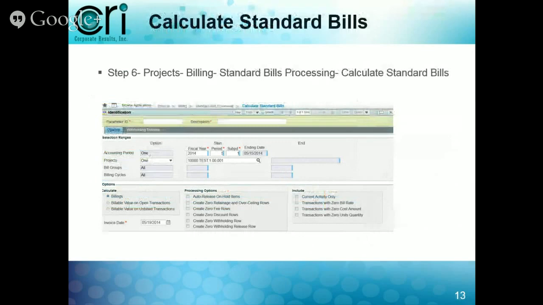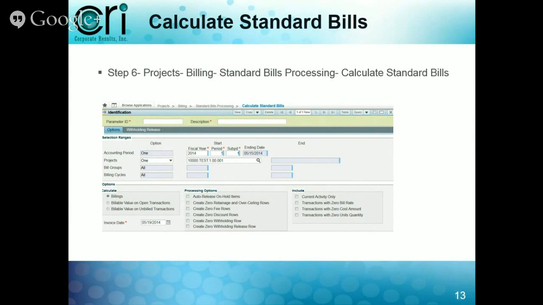So once we've filled out all of the different screens, depending on our bills and the rules that we had put in, the one thing we need to do is calculate the standard bill. Depending on your individual business process, the next step would be to calculate the standard bill. You would get there by going to projects, billing, standard bill processing, calculate standard bills. And that's the screen we're looking at here now.